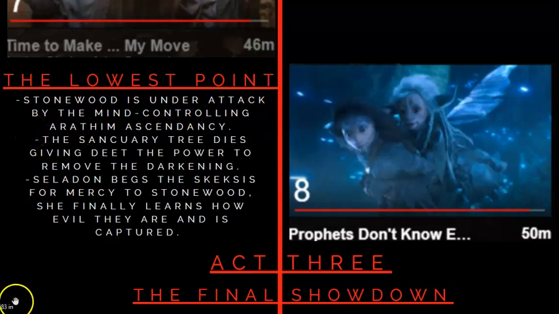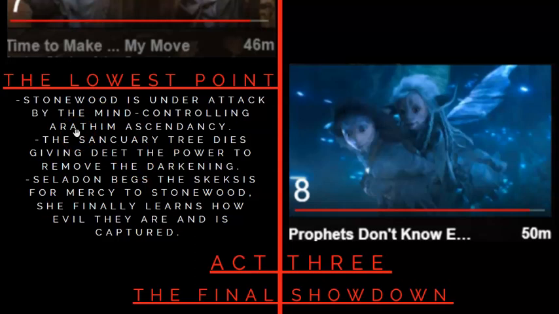We are the Ascendancy, they say. The Sanctuary Tree dies from the darkening, but before it does, it gives Deet the power to remove the darkening. Seladon begs the Skeksis for mercy on Stonewood, but she finally learns how evil they are, because they couldn't care less about her, and they never did. They essentially just throw her in jail, where she finally realizes, wow, okay, I've been so wrong this whole time. She finally comes around, but it takes this far in the story for that to happen.